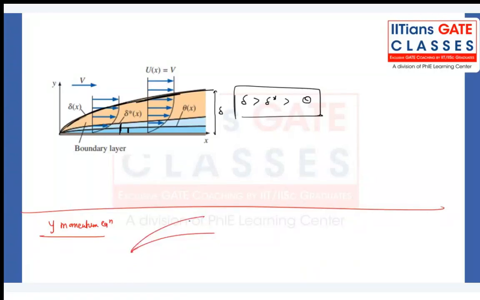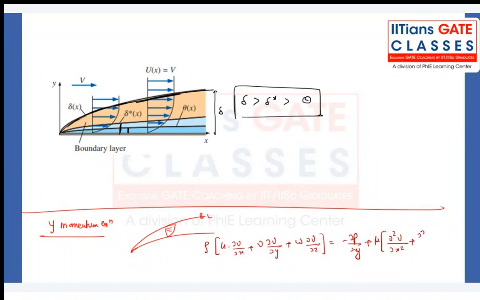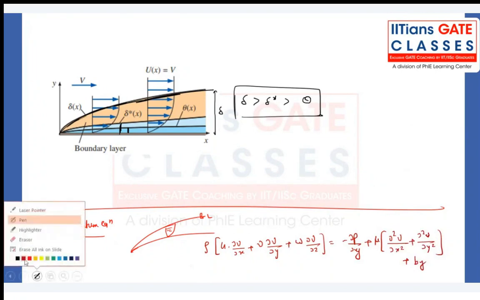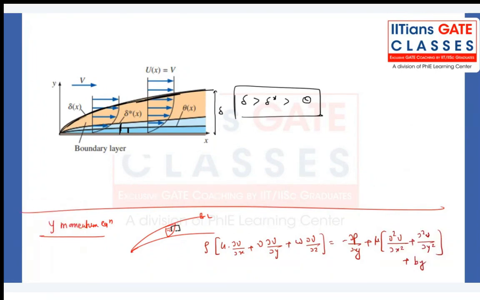Whenever any curved surface is there and we have the boundary layer on that curved surface, and if you write the y momentum equation, what is that y momentum equation? Rho into u ∂v/∂x plus v ∂v/∂y plus omega ∂v/∂z, plus body force in the y direction. But this boundary layer is a very, very narrow region. What is the weight of that fluid? Very, very small, negligibly 0, right?